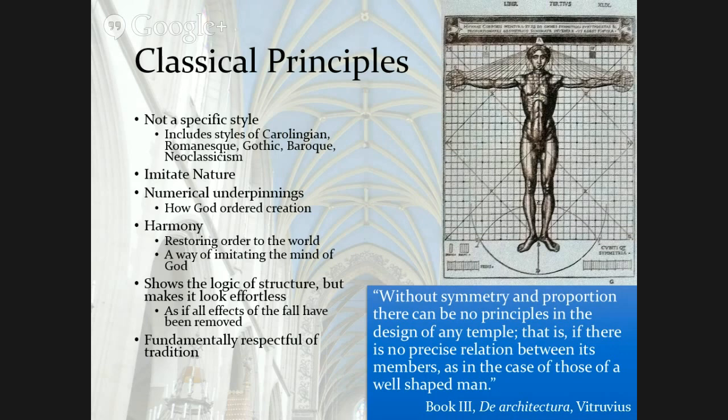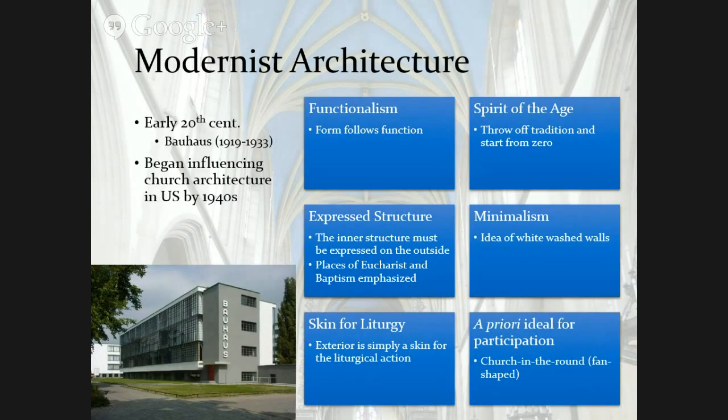But then comes modernist architecture, and this really begins in the early 20th century with the Bauhaus movement in Europe. So there you have the 1920s. And it didn't really begin influencing church architecture here in the United States until the 1940s, and we'll see in a little bit how that happened. But you have certain principles that form an underpinning of modernist architecture. So in these six boxes here, we summarize some basic principles of modernist architecture.